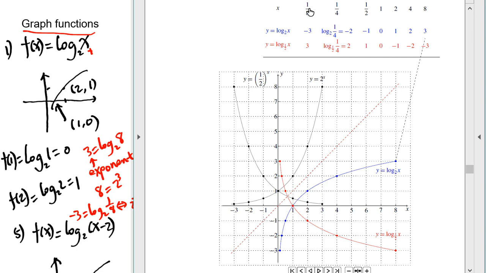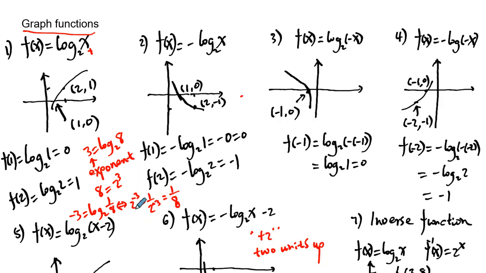When you plug in 1/8, you should have negative 3. Again, the reason is right here. Negative 3 is the exponent of this 2. So 2 to the exponent negative 3 is 1/2, and here is cubed.